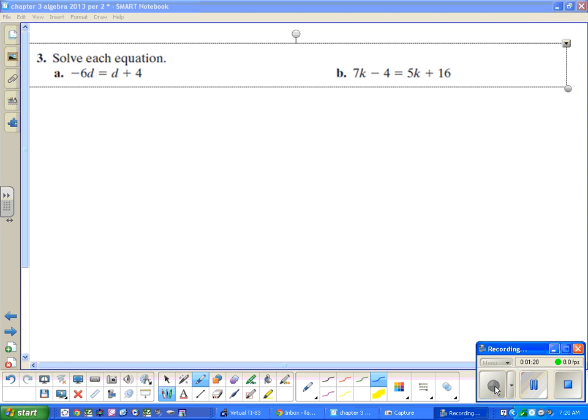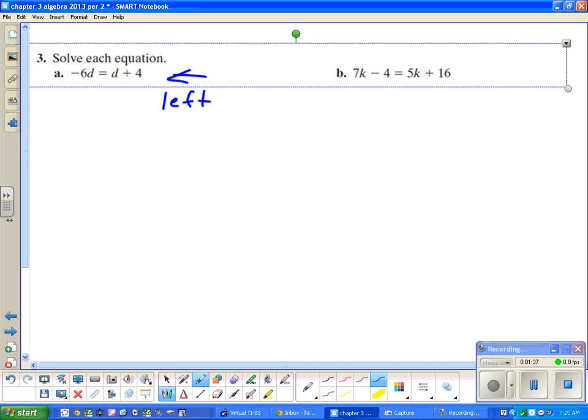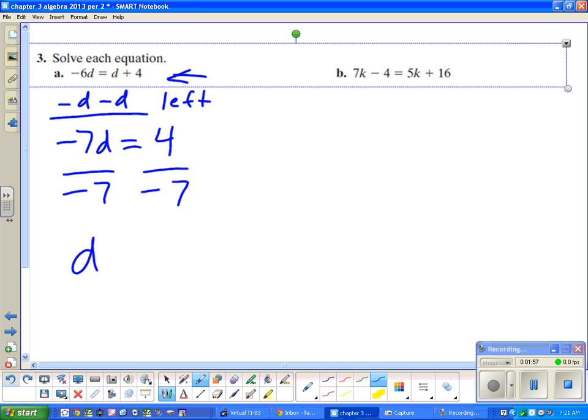Let's look at the other quick check. So again, we got to pick a side. I'm going to pick the left side this time. Let's move everything over to the left side. So we're going to subtract d from both sides. And we get -7d equals 4. Then we have to solve for d still. Divide both sides by -7, and we get d equals -4/7.